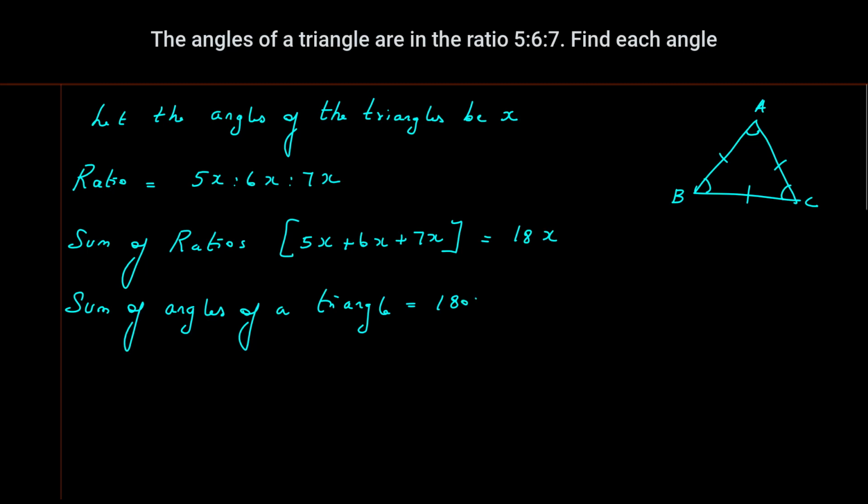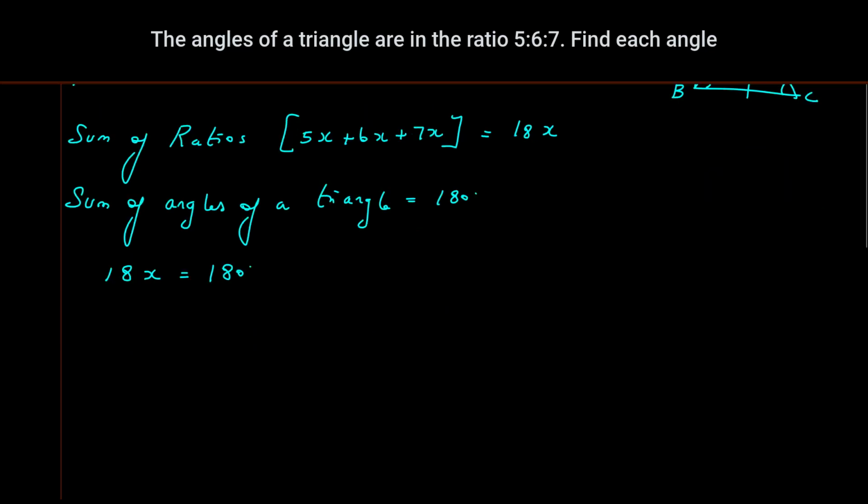Now we need to equate the sum of ratios to the total value. So 18x is equal to 180 degrees. So from this we have to calculate the value of x. x is equal to 180 degrees divided by 18. This 18x is in the multiplicative form, so when it is moved to the other side of the equation, multiplication becomes division. That is why this 18 goes to the denominator. So later you can do the cancellation. 18 ones are 18. 18 tens are 180. So what's the value of x? x is equal to 10 degrees.